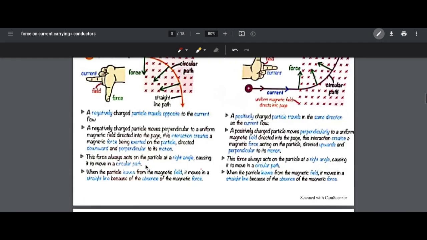ठीक है. When the particle leaves the magnetic field, it moves in a straight line because of the absence of magnetic force. क्योंकि अगर हमारी मैग्नेटिक फील्ड यूनिफॉर्म होगी तो मैग्नेटिक फोर्स तो ज़ीरो हो जाएगी, तो उसमें उसकी डायरेक्शन पेज के होते हुए तो वो सर्कल पाथ में हो जाती है. जैसे पेज से बाहर निकलती है वो स्ट्रेट हो जाती है.